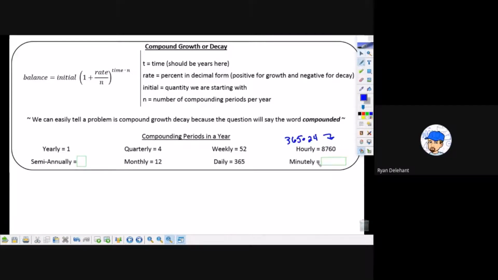We could now define minutely: we take the number of hours, multiply it by how many minutes are in each hour. That'll take us to minutely, and we see this number keeps getting bigger and bigger, okay?